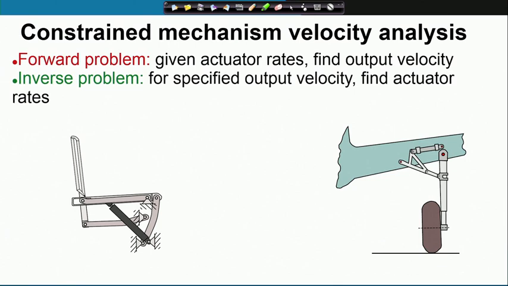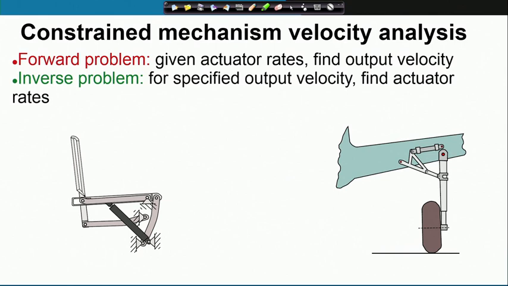In constrained mechanism velocity analysis, as you know, we have defined the forward and inverse problems. In the forward problem we are given the actuator rates, and we want to find out the velocity of the output link. The inverse problem is just the reverse, where the desired output velocity is given to us, and we want to find out how the actuators should move, what should be the actuator rates, so that I can meet the output velocity specification.